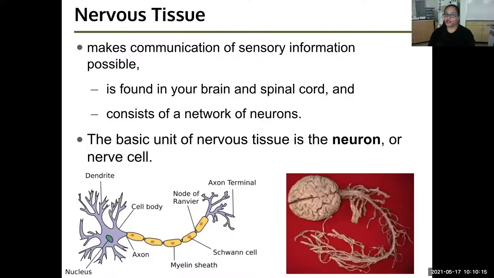Nervous tissue makes communication of sensory information possible. It's found in your brain and spinal cord, and it consists of a network of neurons. You have neurons all throughout the rest of your body connected to your brain and spinal cord, sending messages all of the time. And the basic unit of nervous tissue is the neuron or nerve cell.